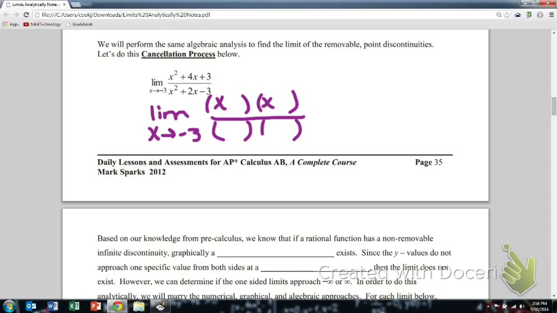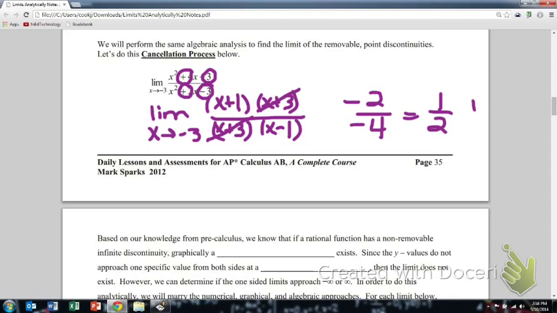So when you factor the top, two things that multiply to give you 3 and add to give you 4 are 1 and 3. And on the bottom, two things that multiply to give you -3 and add to give you 2 are 3 and -1. So you can see that the top and bottom have x plus 3 in common. And when you cancel that out, now when you plug -3 in, you're going to get -2 over -4, which is 1/2, which is exactly what we said the limit was as x approached -3. There was a hole in the graph.